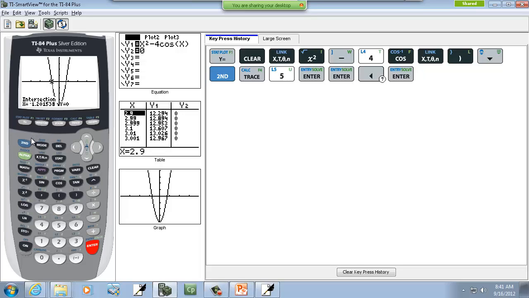Now let's do the other one. So I'll do second trace and choose intersect. Enter on first curve, enter on second curve, and I'll use my arrow keys and move over close to the one I'm trying to find. And press enter. And we get a positive 1.2.